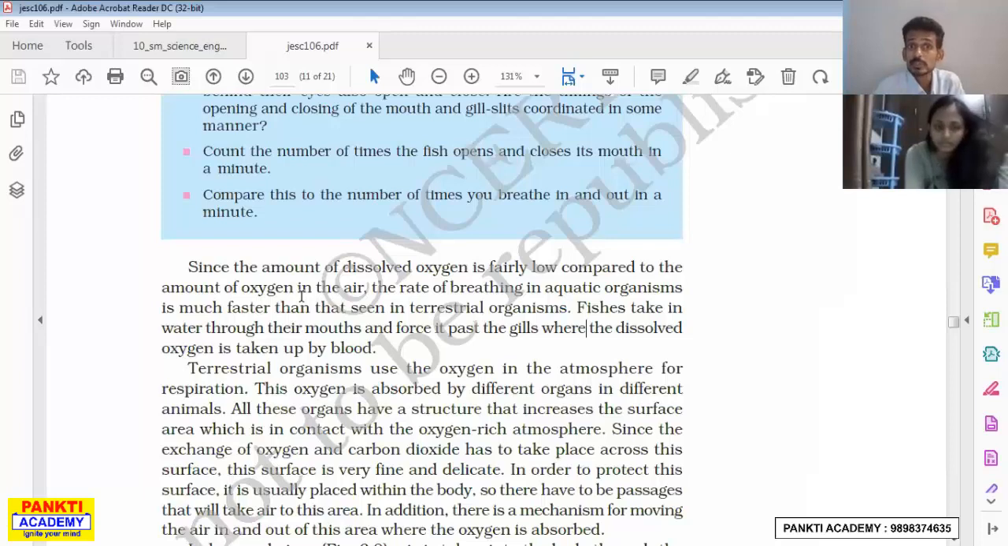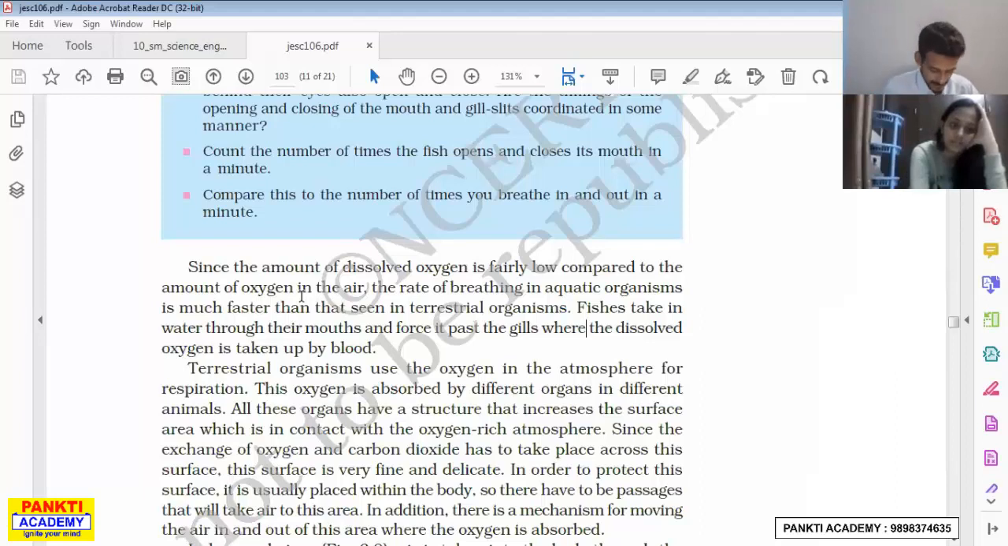Fishes take water through their mouth, and this water is forced past the gills. What is the part? Gills. Like in a human, the lungs are there. Similarly, in a fish, what is there? Gills, where the dissolved oxygen is taken up by the blood. So in the gills, what happens? In the water, dissolved oxygen is there. This oxygen is taken by the blood. In which organ? Gills. In fish, beta, aquatic.